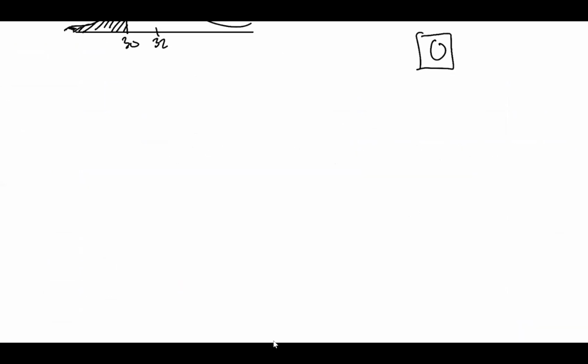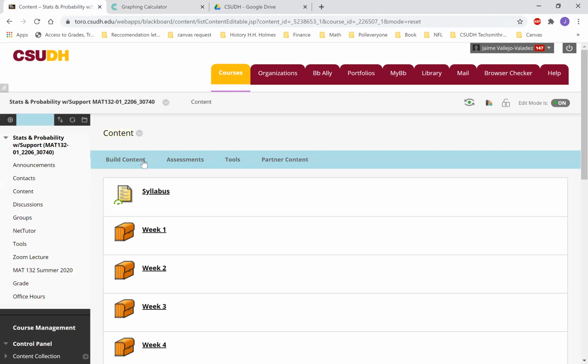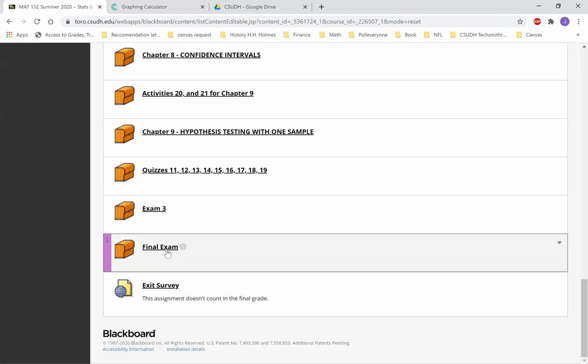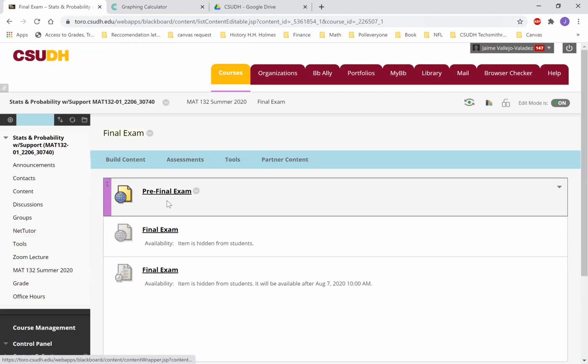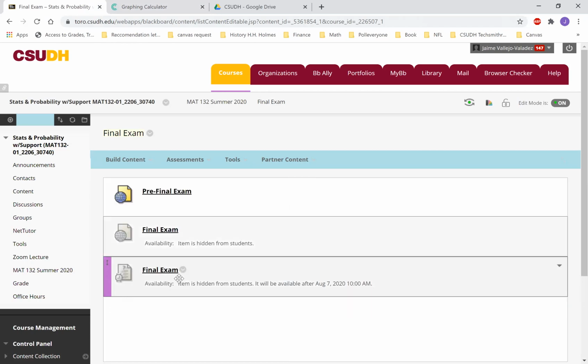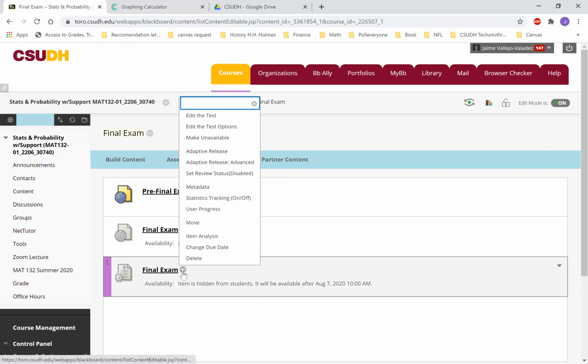So let me show you where tomorrow's test is going to be at, so that way you know where to go. All right, so to go to tomorrow's test, you go to Math 132 Summer 2020. You click on it, and then you just go all the way down to the bottom. And you go right here where it says final exam. So here goes the pre-final exam. That's what we just went over. So this is what's going to be opening up tomorrow.